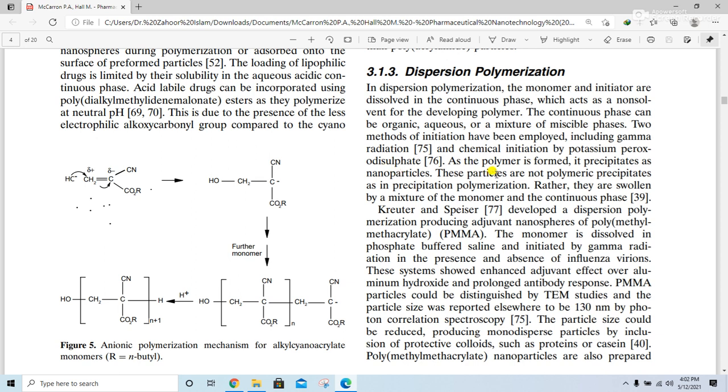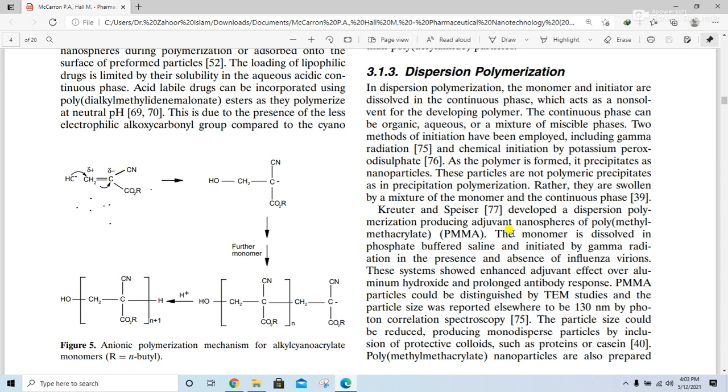As the polymer is formed, it precipitates as a nanoparticle. These nanoparticles are not polymeric precipitates as in precipitation polymerization; rather, they are swollen by a mixture of the monomers in the continuous phase.